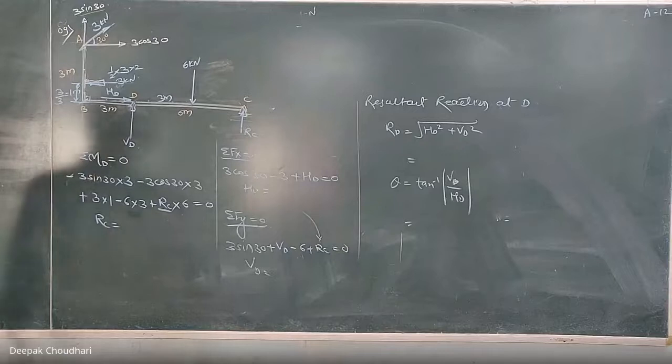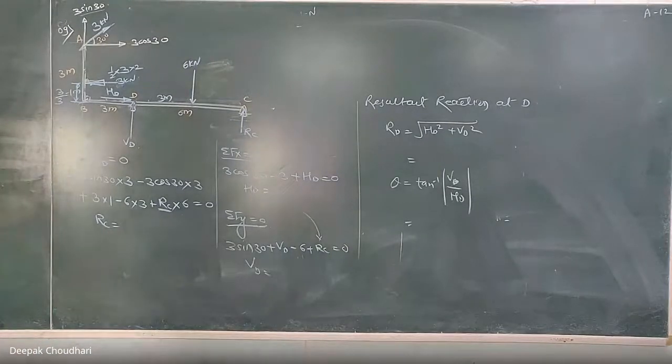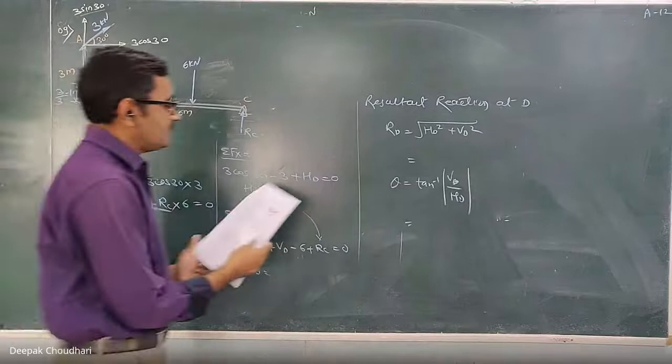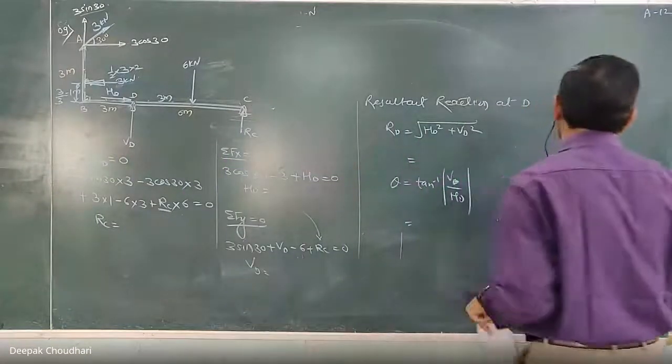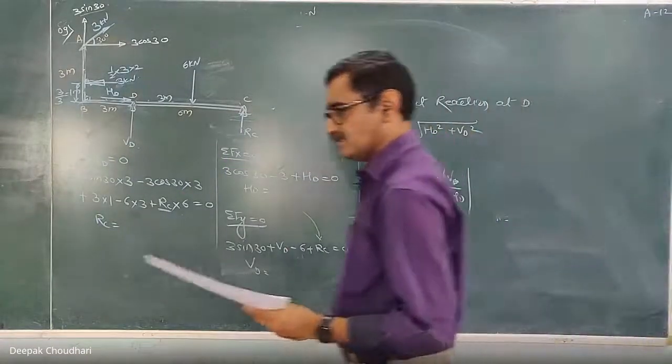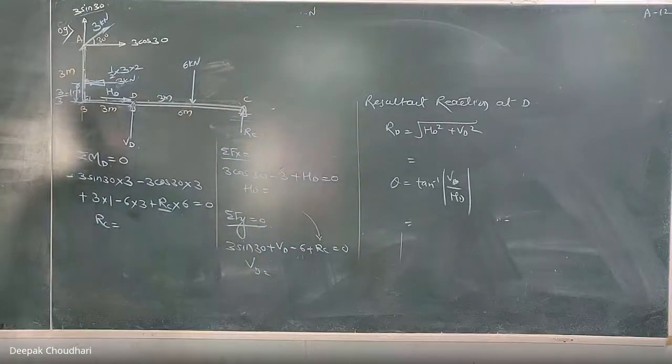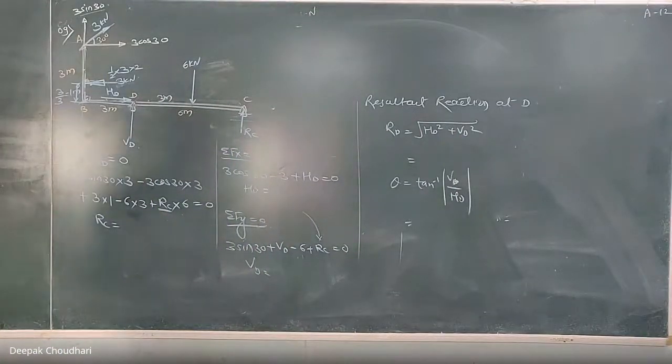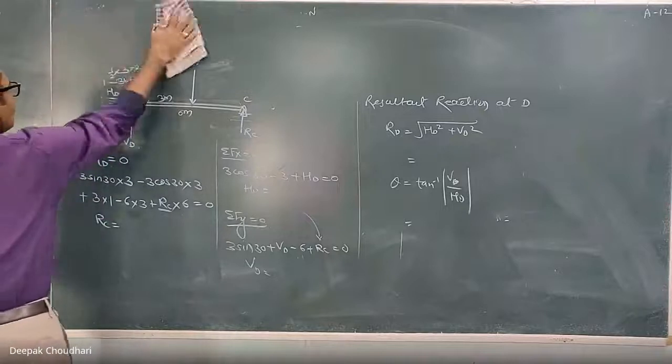Okay, finish. Is it done? Have you finished writing? Shall I proceed further? So we have to finish two more sums. Sum number 10 and sum number 14. Now sum number 10. Again the same concept of the pulley and the string.